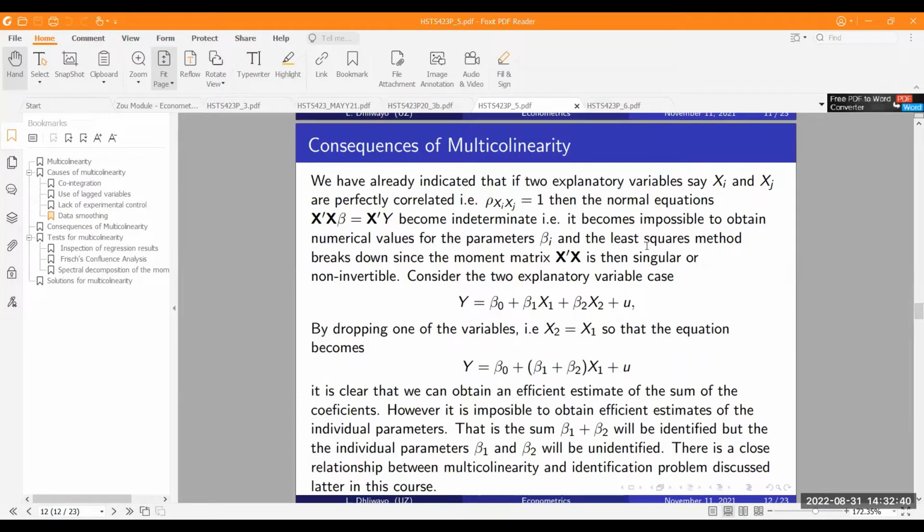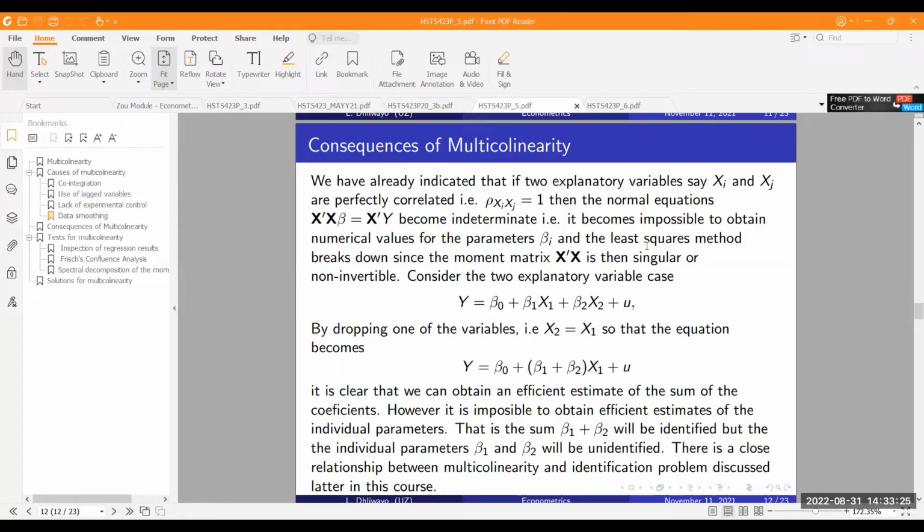So, consequences. What are the consequences of multicollinearity? We have already indicated that if two explanatory variables, say x j and x i, are perfectly correlated, i.e., rho x i x j is equal to 1, then the normal equations x transpose x beta, which is equal to x transpose y, become indeterminate, i.e., it becomes impossible to obtain numerical values for the parameters beta j. And the least squares method breaks down since the moment matrix x transpose x is then singular or non-invertible. I've mentioned this over and over.